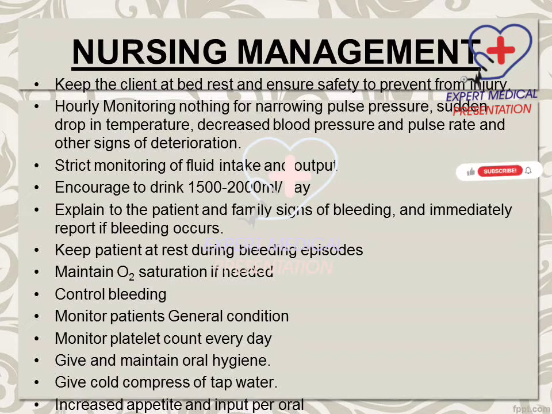Explain to the patient and family the signs of bleeding, and immediately report if bleeding occurs. Keep the patient at rest during bleeding episodes. Maintain O2 saturation if needed. Control bleeding. Monitor the patient's general condition. Monitor platelet count every day. Give and maintain oral hygiene. Give cold compress of tap water. Increase appetite and oral intake.